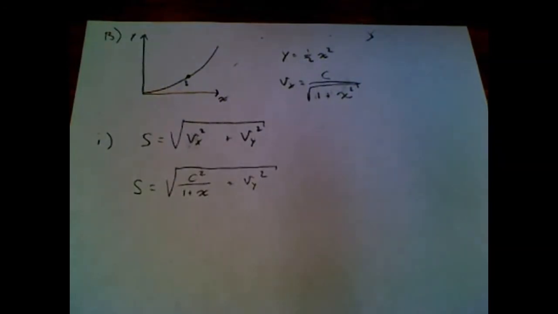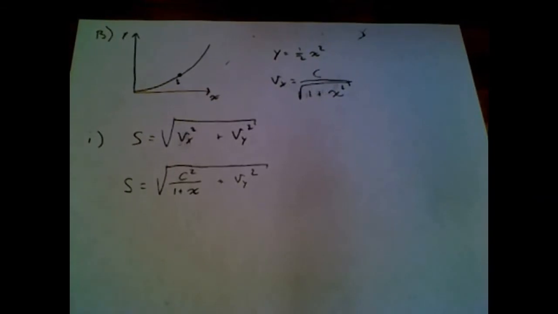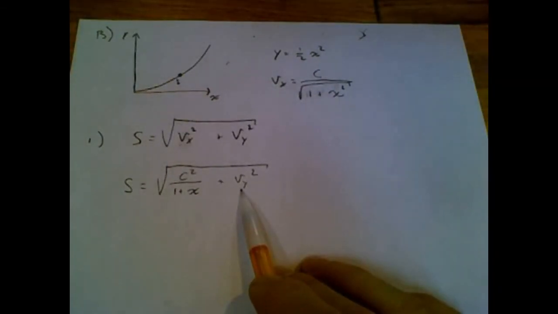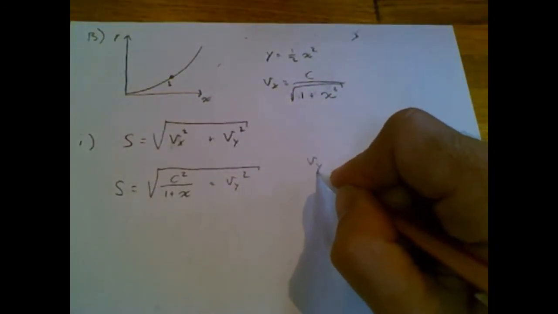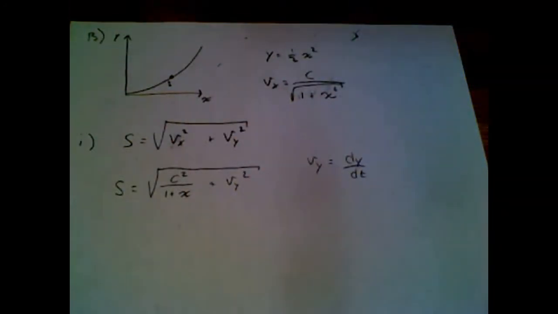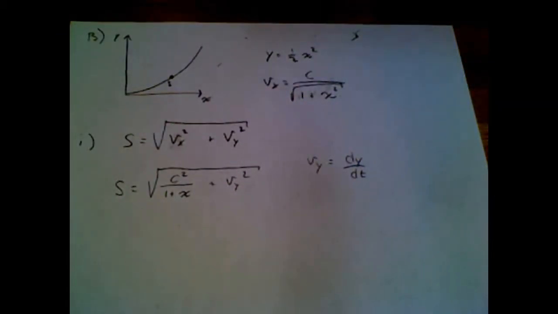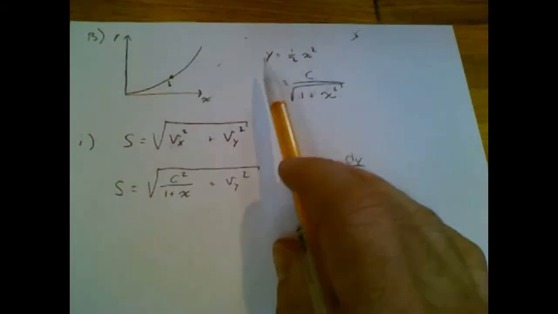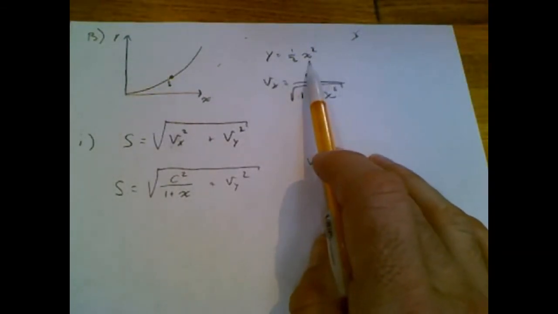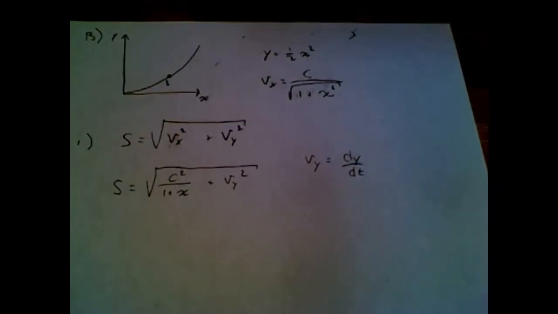Now that vy squared is where we're going to have a little bit of a hang-up, or where we're going to explore this now. Now we know vy is just dy/dt. That's the velocity, right? So vy, I know, is the same thing as saying dy/dt. And I have an expression y equals 1/2 x squared. If I take the derivative with respect to t, that x is a variable. That's not a constant. So this is an example of a chain rule.